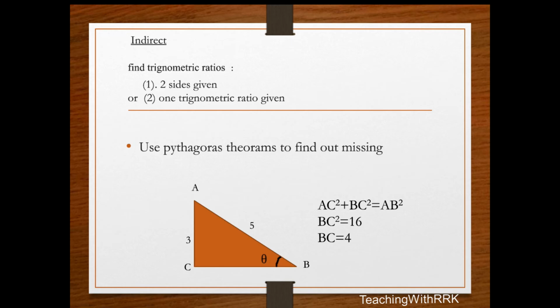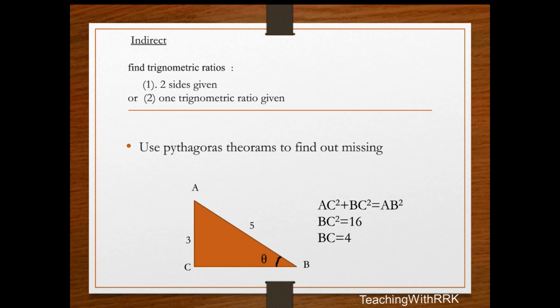Now indirect problems mean the third side is not given; two sides are given. Then you should use the Pythagoras theorem to find the missing side. Suppose you are given hypotenuse AB and one side AC. Then according to Pythagoras, hypotenuse square, AB square, equals AC square plus BC square. Therefore BC square equals AB square minus AC square. Here AB is 5, so 25 minus 3 square, AC square. 25 minus 9 is 16. So BC is 4.